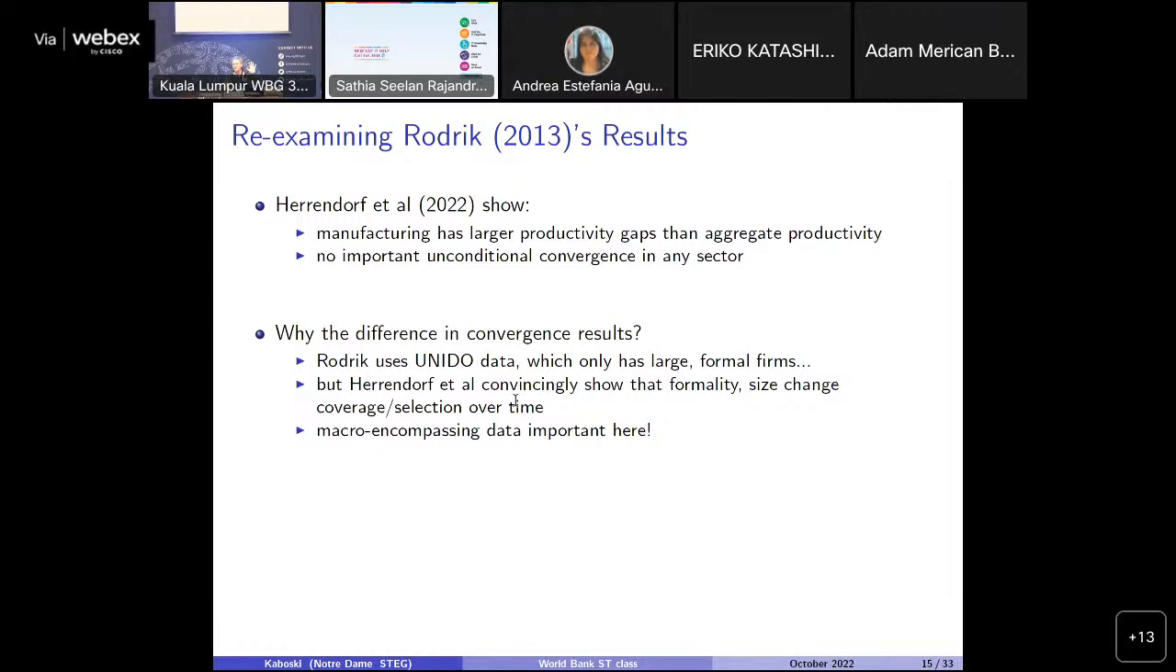And so when I talked about the paper by Gollin, Lagakos, and Waugh, I mentioned that using microdata was very important for their results. Here it is actually using macro data, because the microdata is not representative of the macro economy. And so getting macro encompassing data is very important here.